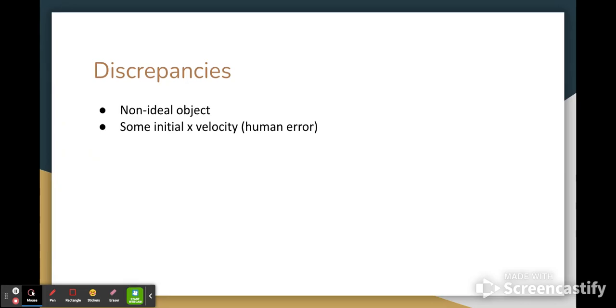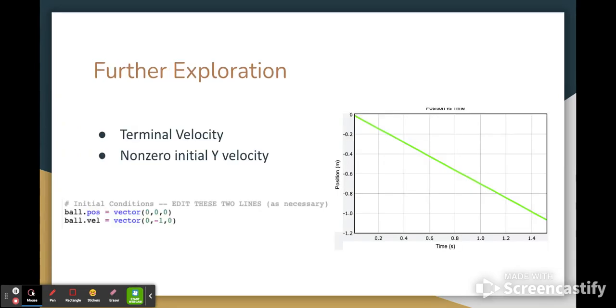And there's also some initial x velocity. If you're watching the video, the ball moves slightly to the right. This may have affected how accurate this lab was, but this is a naturally occurring human error, which really did not impact the purpose of this lab.